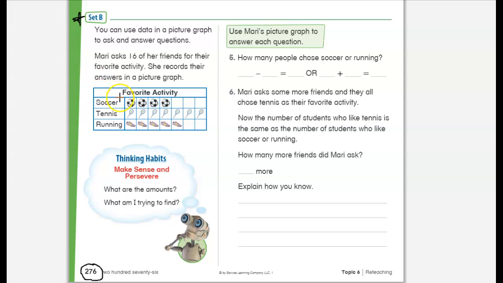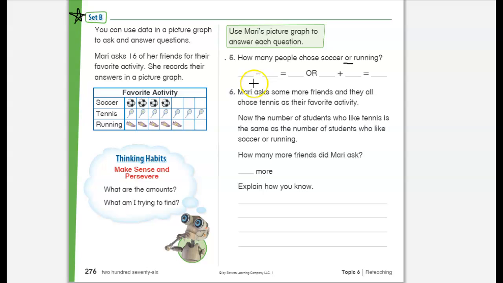The picture graph says favorite activity. The results show soccer, tennis, and running. We are going to use Mary's picture graph to answer each question. Question number 5 says, how many people chose soccer or running? This can be solved 2 different ways. You can use subtraction or addition.